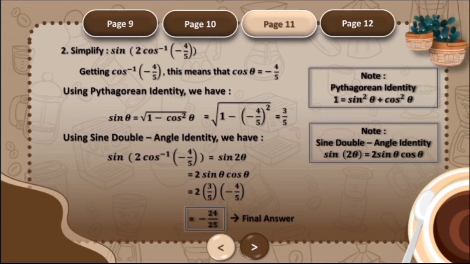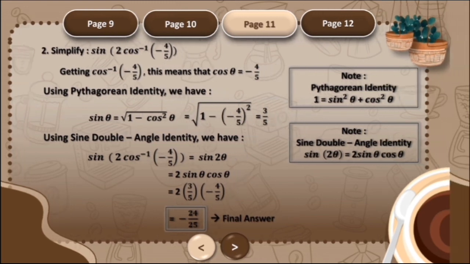Using the sine double angle identity, we have sine 2 cosine inverse the quantity of negative 4 over 5 equals sine 2 theta equals 2 sine theta cosine theta. Just like what we did in the first part, we will only substitute it again. Using your scientific calculator, simplify it and we will get the final answer, which is negative 24 over 25.